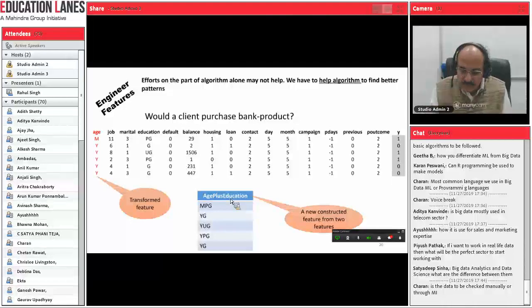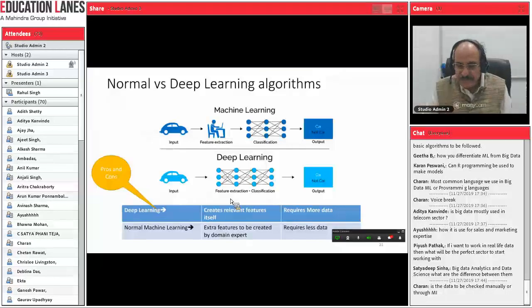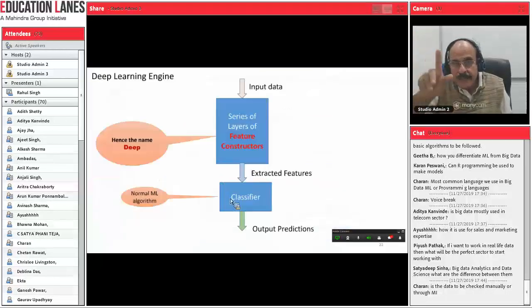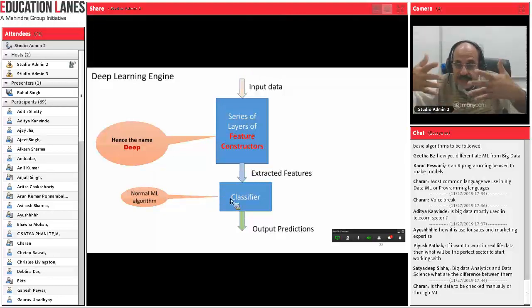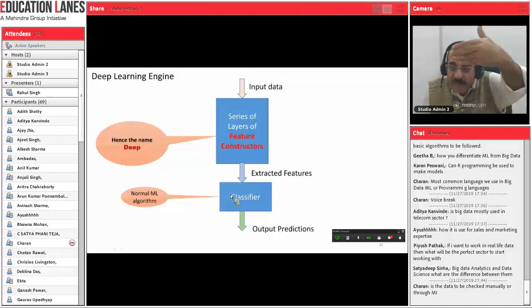Now what does deep learning do? Deep learning takes over this job of feature creation itself. Deep learning does not leave it to the domain expert to create features. The creation of new features is integrally tied into the deep learning process. So there are a series of layers in deep learning which create new features, and after those features have been created, I feed it into the normal machine learning algorithm to make classification.